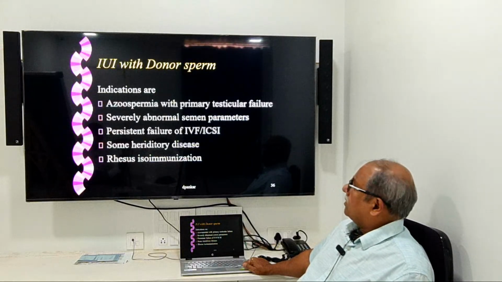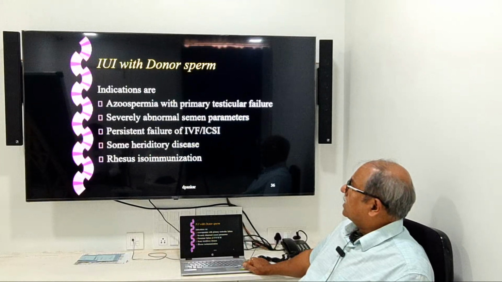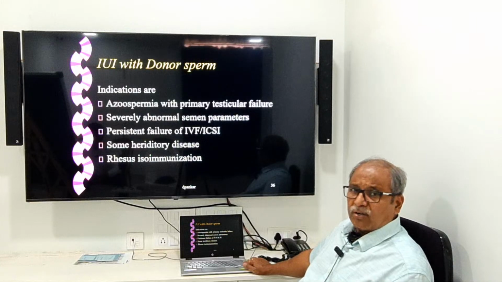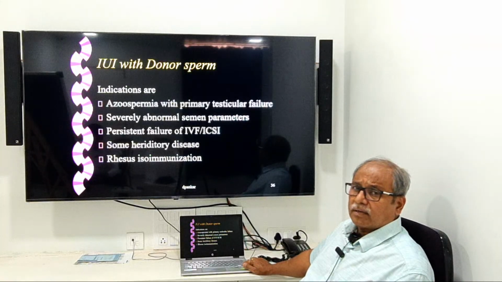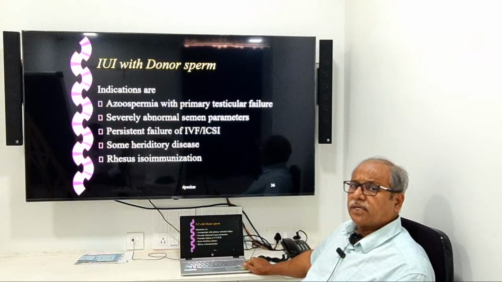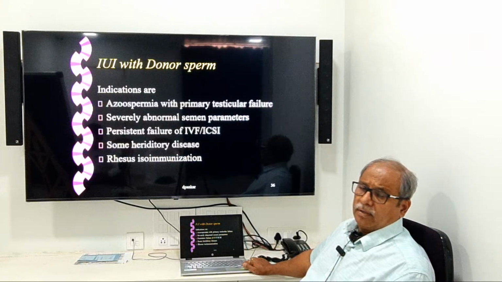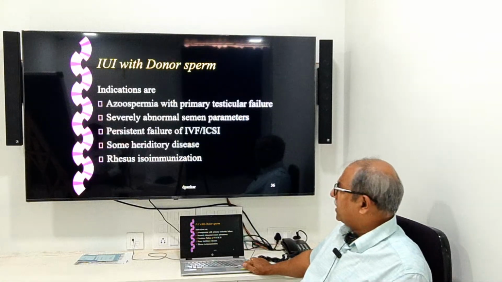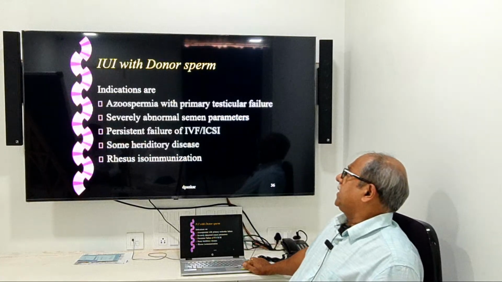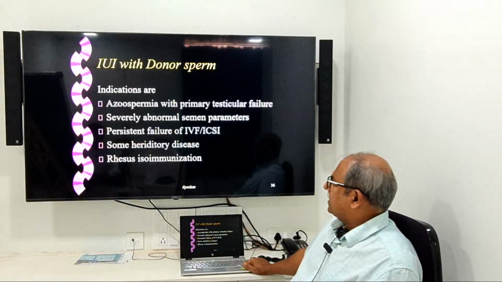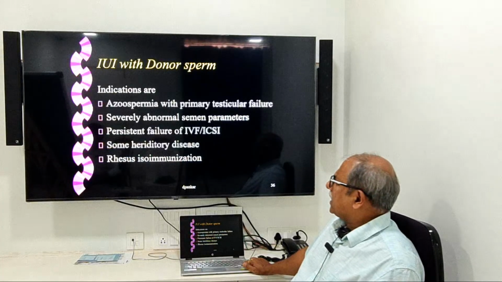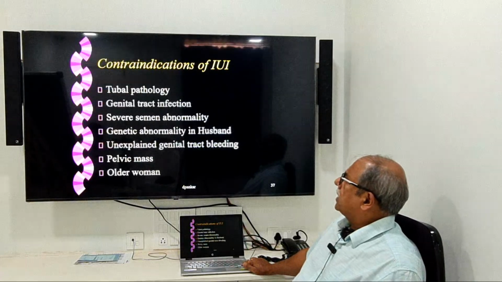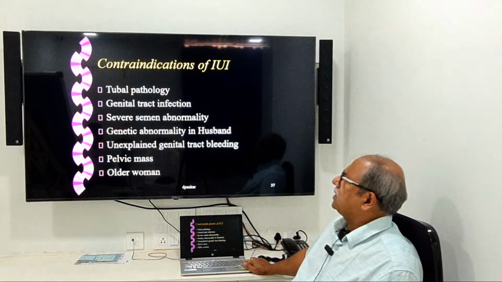personally, even with primary testicular failure, I try not to use donor sperm. We do andrological evaluation, and even micro TESE or TESE can be done, testicular sperm aspiration. Even a few sperm can help to get the baby from their own biological material. Severely abnormal sperm parameters, persistent failure. So these are the conditions you may think about for donor sperm.